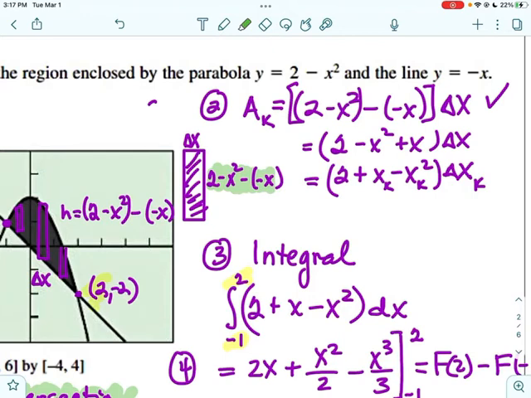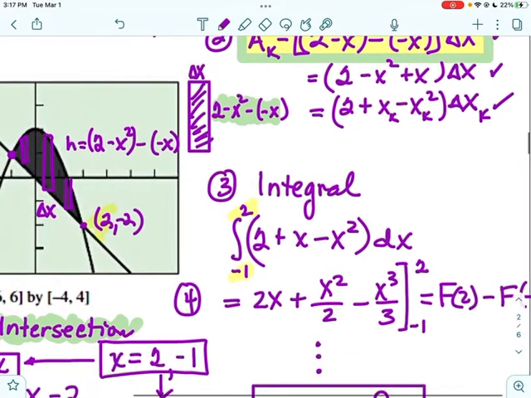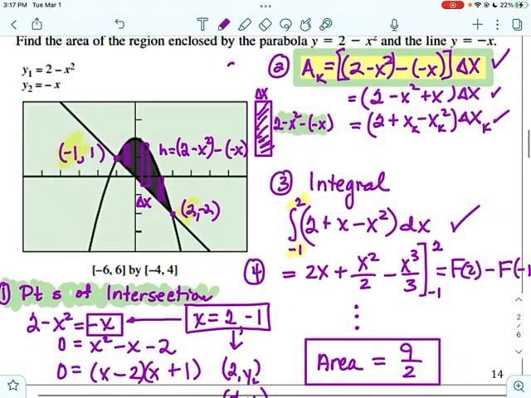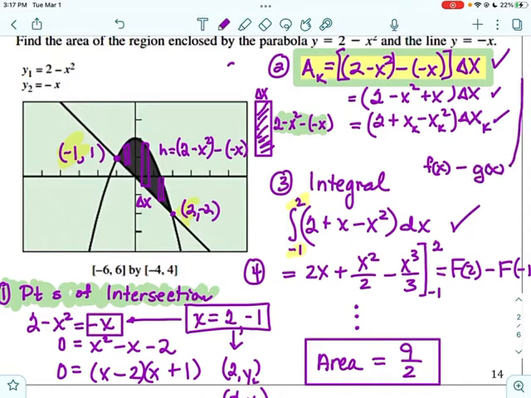So now what I did is I put that up here for the area. There's our area sub k of that representative strip, and then that will help us to write the actual integral. Now what I did in the next two lines is I simplified it. I'm going to take that last expression and put it into the integral down here, and I put the interval of integration from -1 to 2. Now keep in mind, we already have what we consider to be our f of x minus g of x up here. So all I did was simplify it, putting in the expression 2 plus x minus x squared.